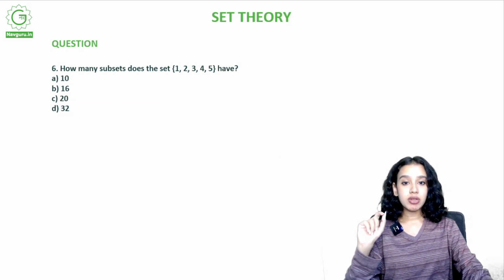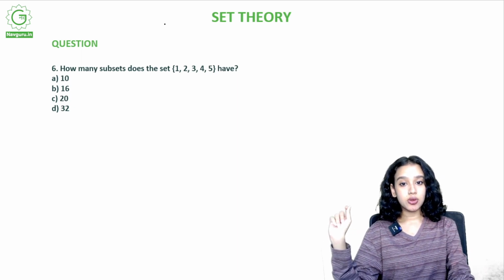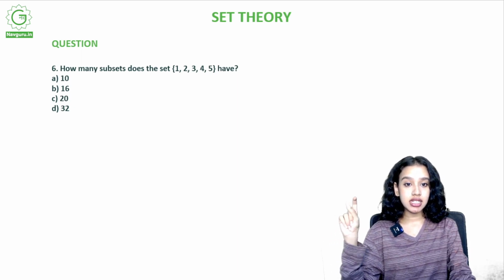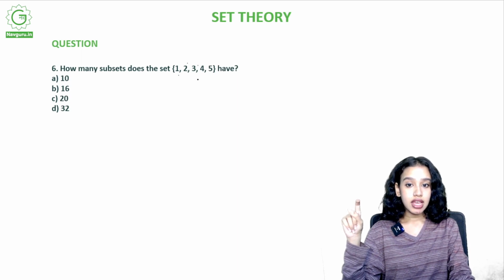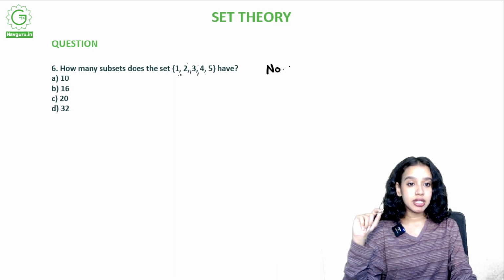Now, how many subsets does the set {1, 2, 3, 4, 5} have? How many elements do we have? 1, 2, 3, 4, 5 elements, right? So, how do we find the number of subsets?